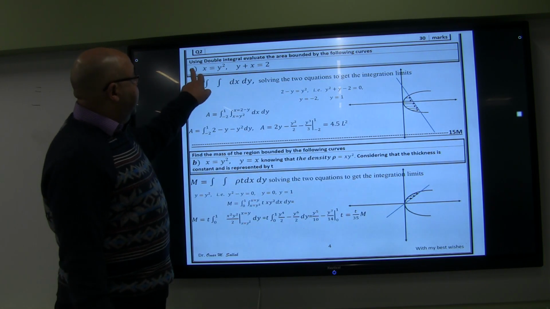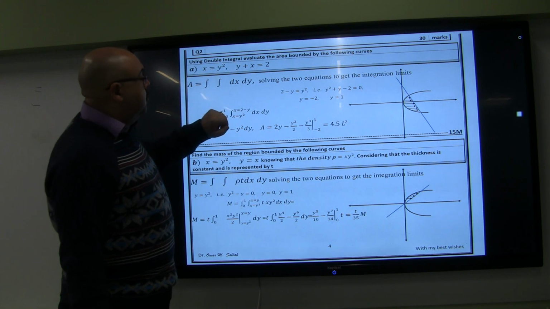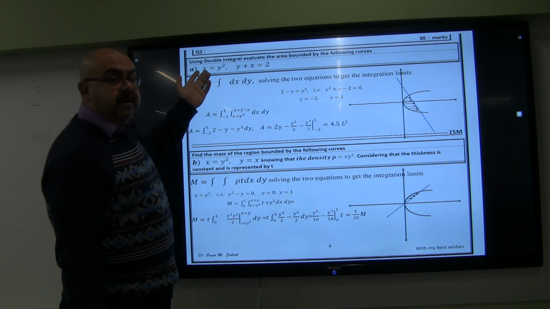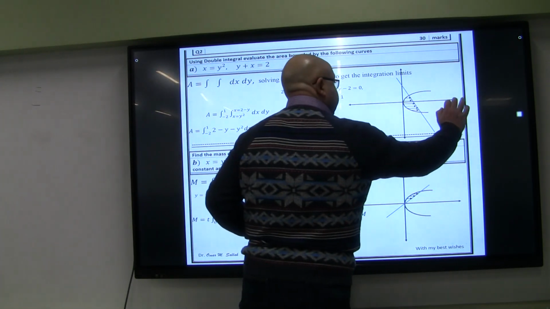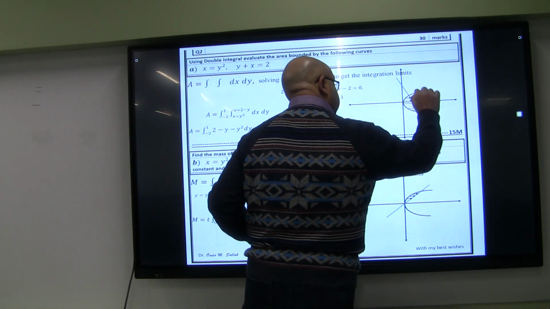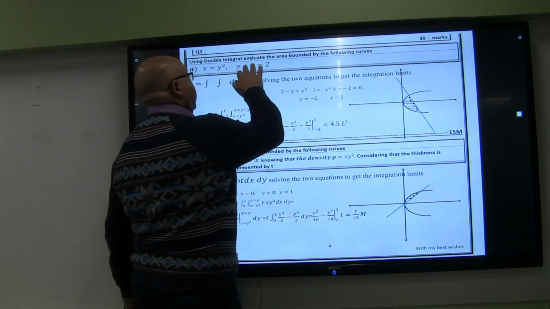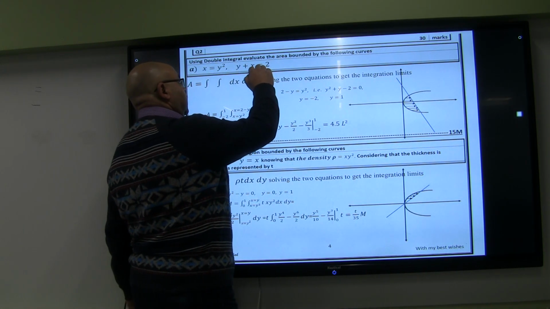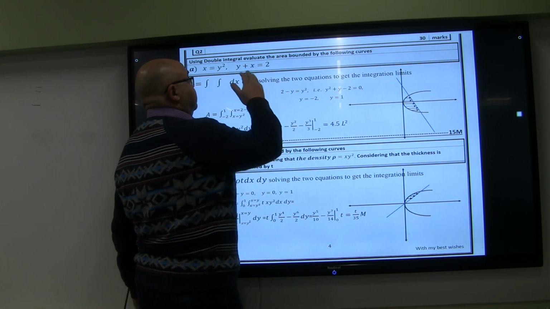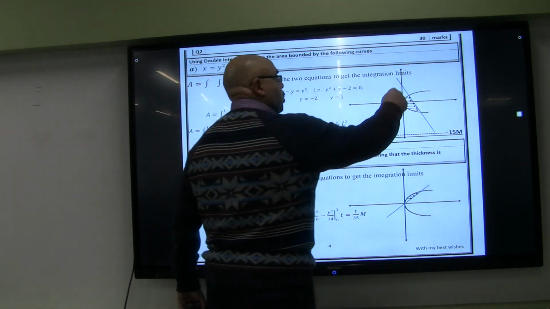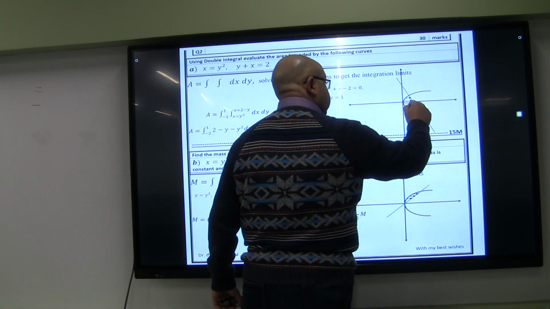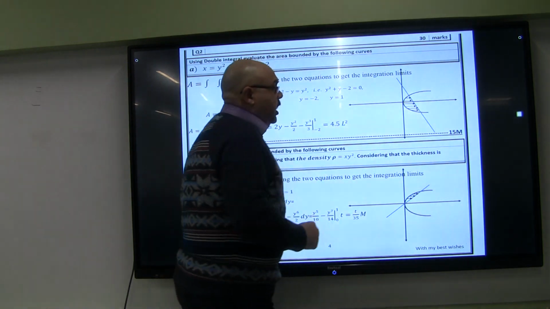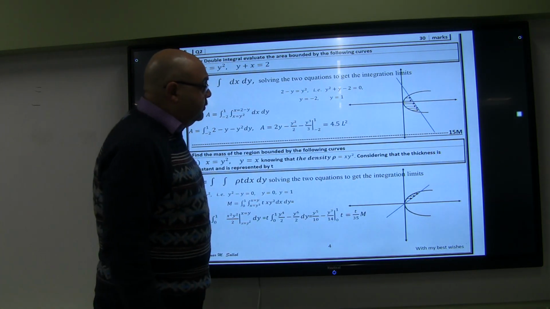First of all, we have x equal y squared, so it's just a simple parabola that's symmetric about the x-axis. So this is the x-axis and this is the symmetric curve. I have the line y plus x equal 2, which is simply y equal 2 minus x. Once you graph it, it's going to be like this. This is the part that we want to find the area in between these two curves.